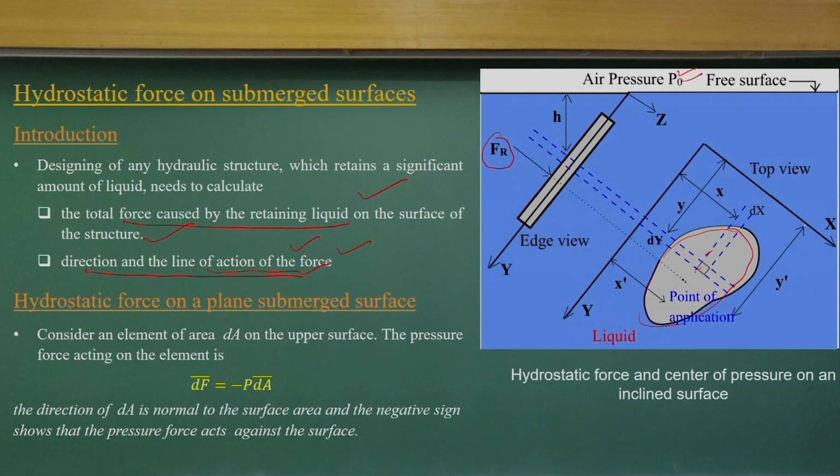Now, to derive this, let me consider a small element. In this small element of area dA, if the pressure is P, then P into dA will be the force, pressure times area. The negative sign we have considered because of the normal vectors. If I consider the area's normal vector and the pressure, they have opposite directions.